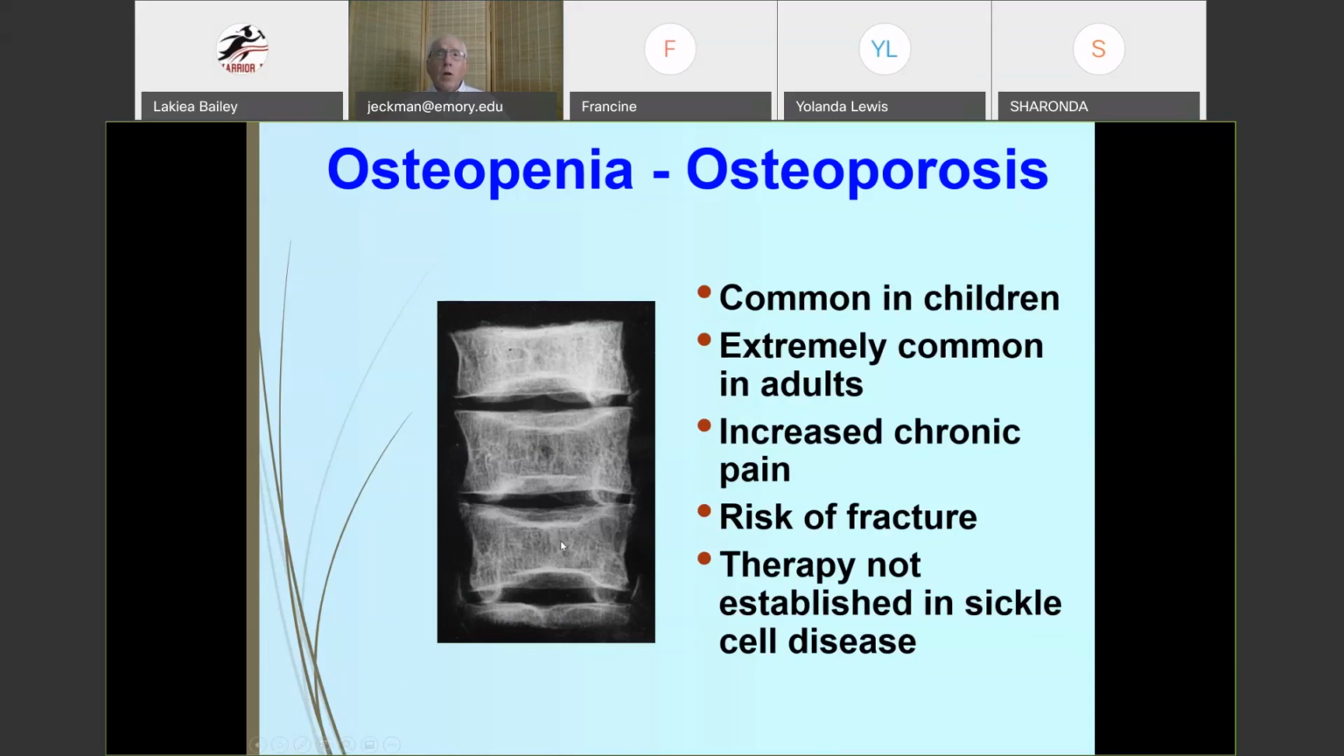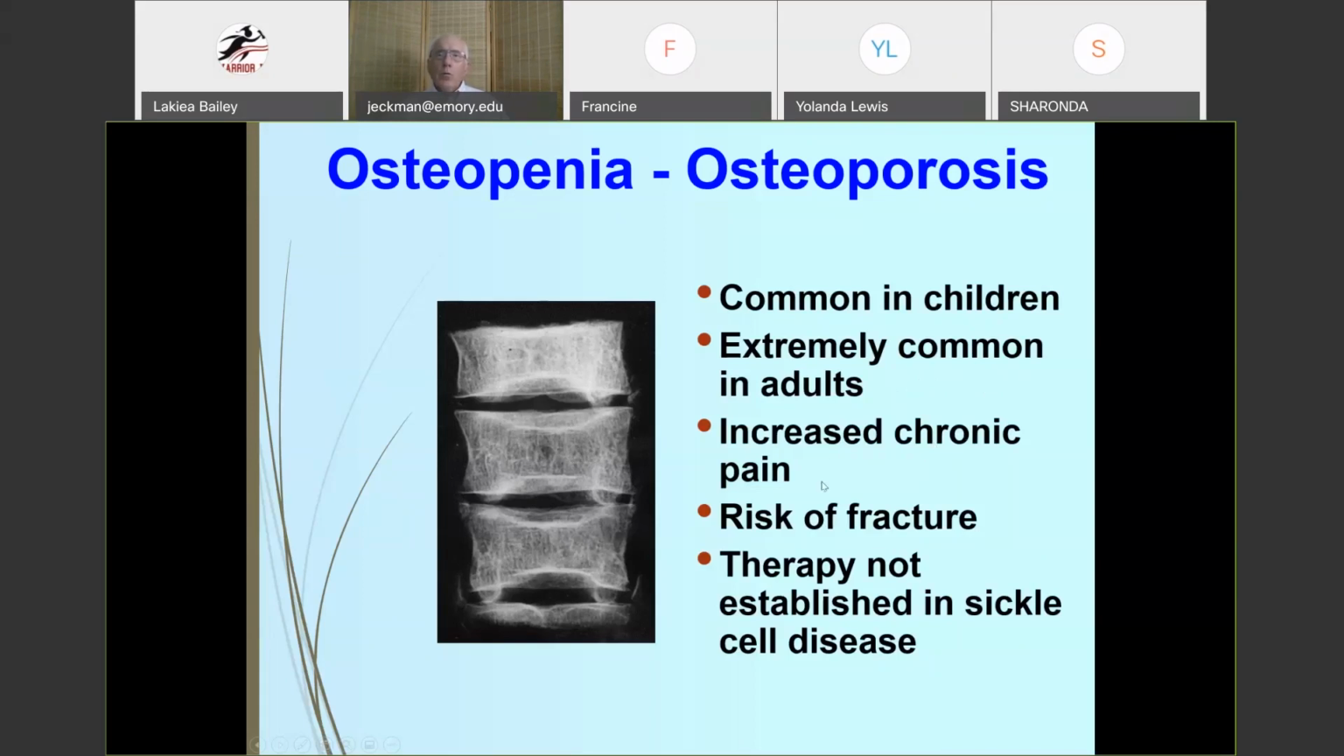This occurs in older individuals who don't have sickle cell disease, but it's quite common in young individuals with sickle cell disease. And in fact, it's so common that a radiologist can look at a spine film and tell that the individual has sickle cell anemia. It's that prevalent, and it's that characteristic. So it's very common in children. It's extremely common in adults, almost universal in SS disease and S-beta thalassemias, and still quite common in SC disease.